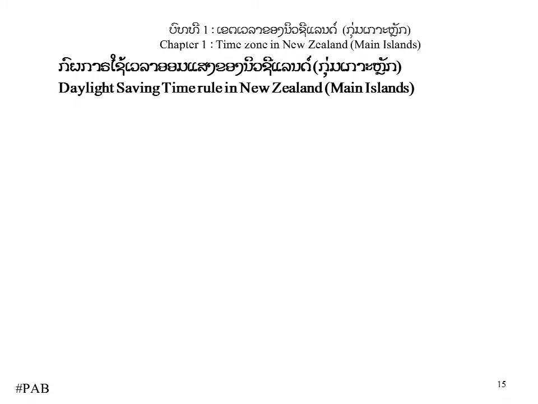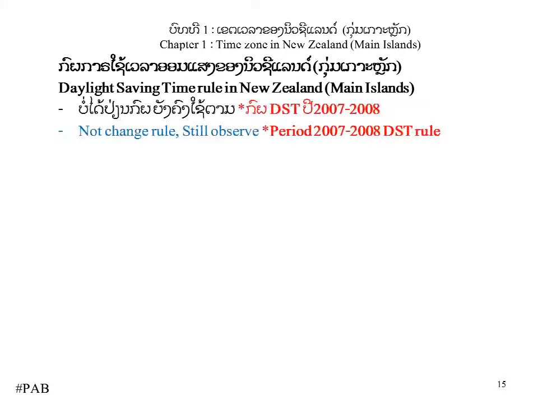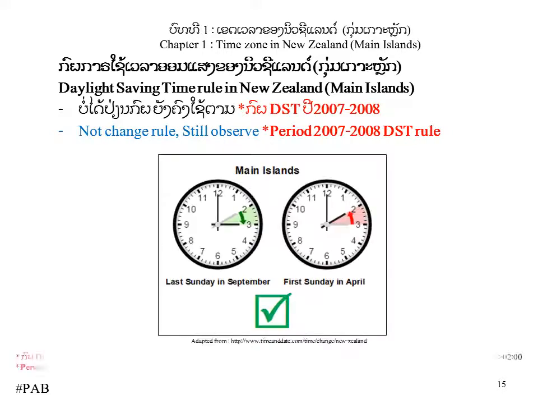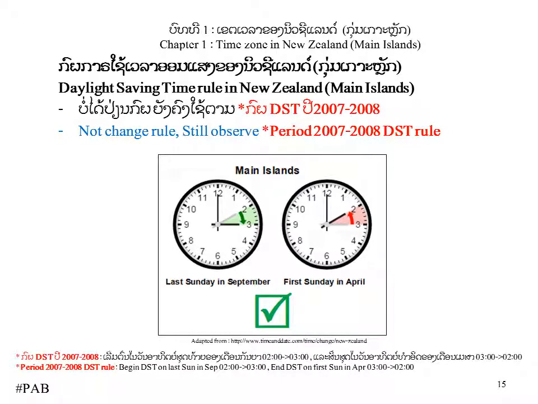The daylight saving time rule in New Zealand does not change. It still begins on the last Sunday in September, from 2 o'clock to 3 o'clock, and ends on the first Sunday in April, from 3 o'clock to 2 o'clock.